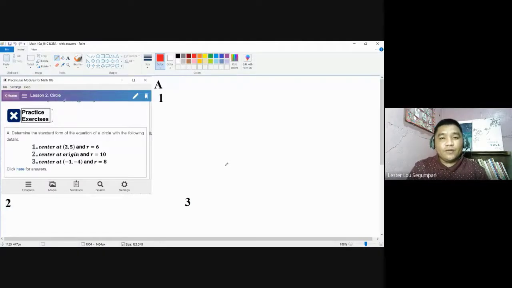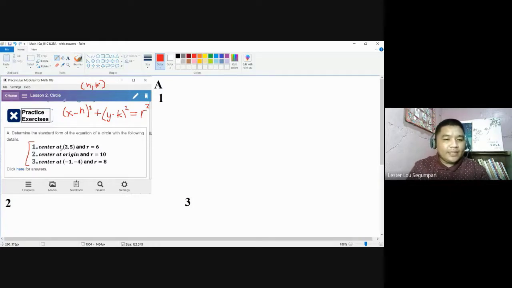The standard form of a circle depends on the values of the center and the radius. The standard form is (x minus h) squared plus (y minus k) squared equals r squared. Here, r is our radius, and h and k, the coordinates, are our center. With this, let's determine the standard form for items 1, 2, and 3.